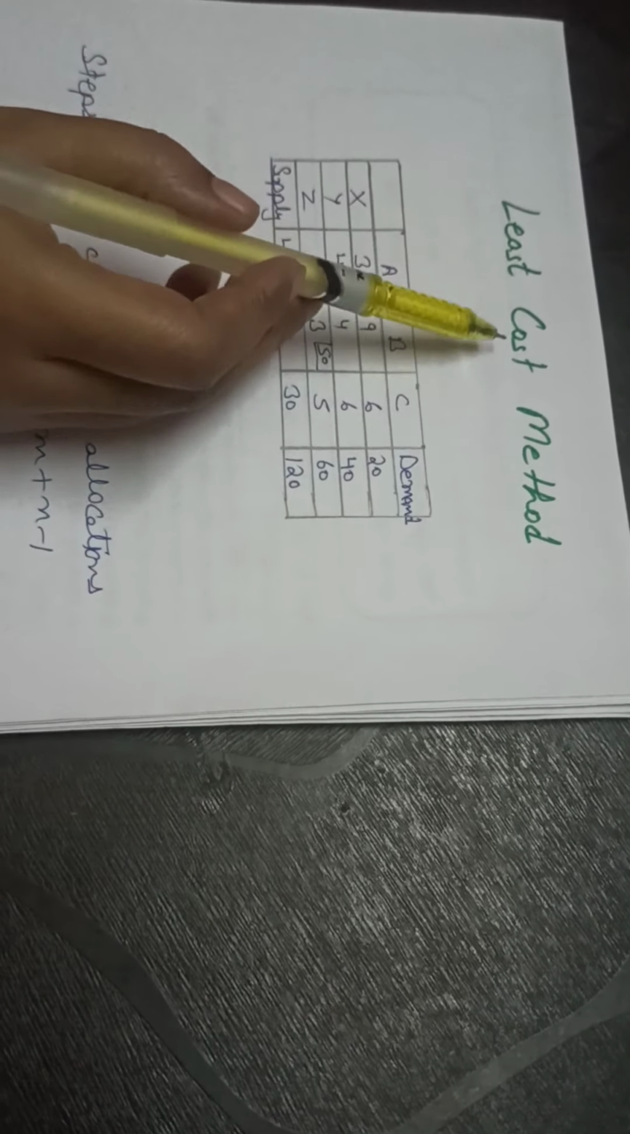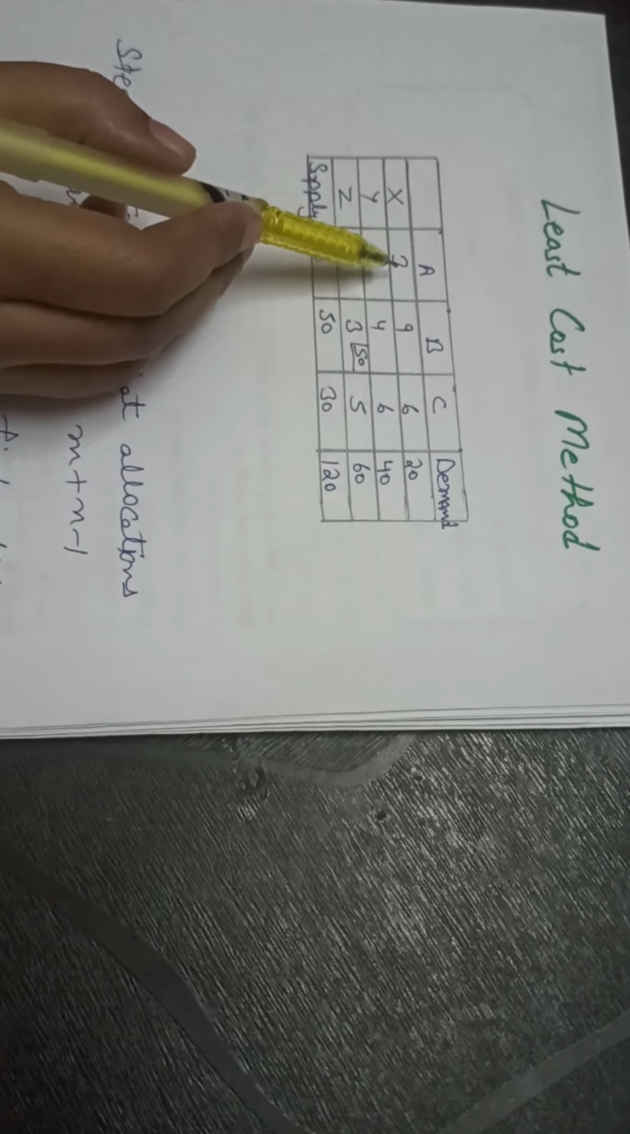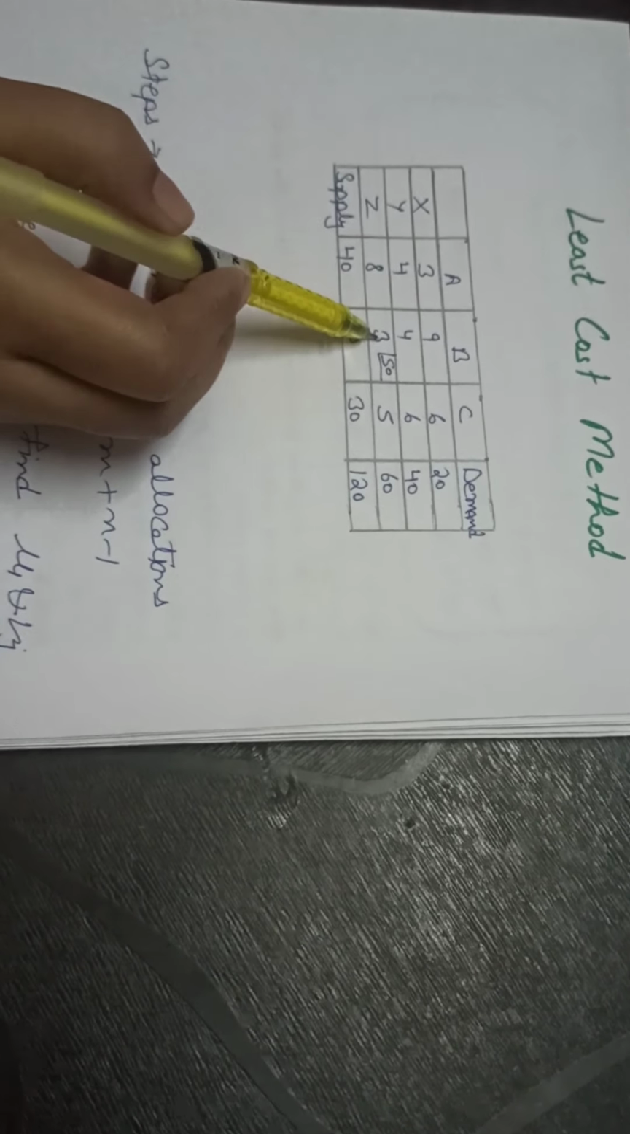Now we will learn our second method, the least cost method. Here we have the problem which we have to solve by this method. We will try to find our least cost. In this part, we have two least costs, 3 and 3. We can give allocation to either of these cells, but we will try to find the better way to allocate.